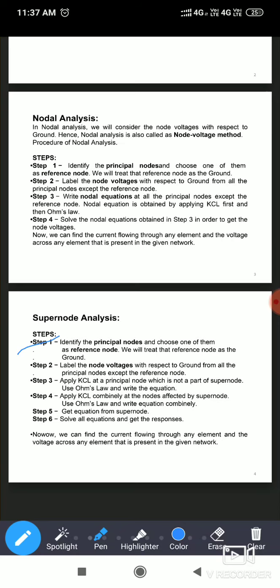So what is the first step? Identify the principal nodes, the number of principal nodes in the given circuit, and choose one of them as the reference node, the ground. This is the same as nodal analysis. Second step, assign node labels. Label the node voltages with respect to ground. This is also the same. Assigning means giving the names V1, V2, V3. Except for the ground node, whatever nodes are there, give them names V1, V2, V3.